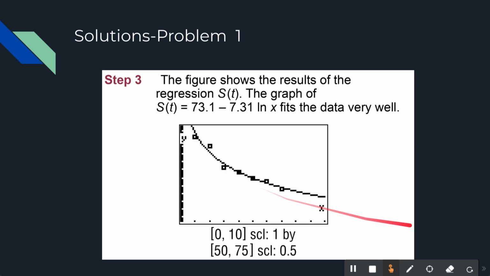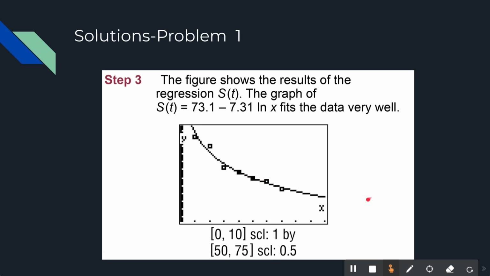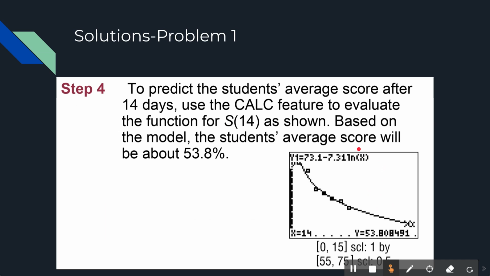As you can see, the r squared is very close to 1. And it makes sense, right? This graph is quite close to the data. It models it pretty well. And now we can just plug in values of x into our function. And since we want to predict the average score after 14 days, we just find the y value of this function at x equals 14. And once we plug in 14 to 73.1 minus 7.31 ln of 14, we get something that's roughly around 53.8%.